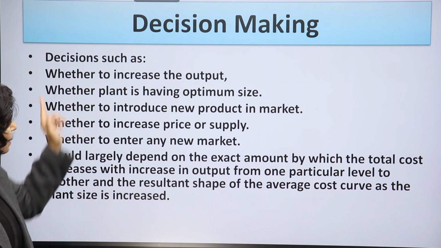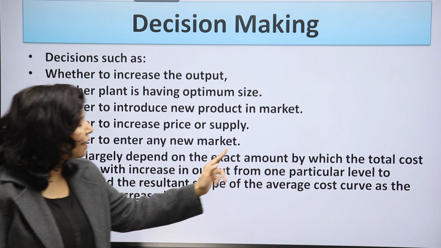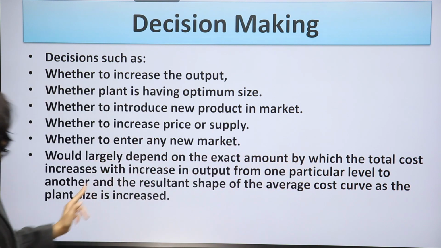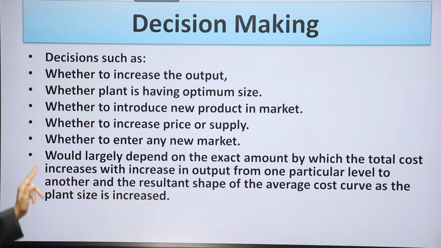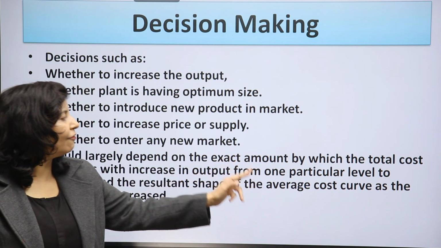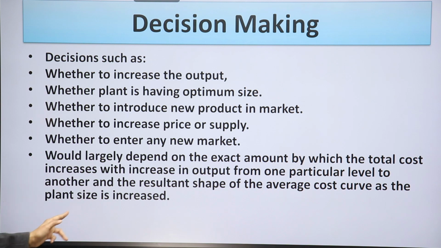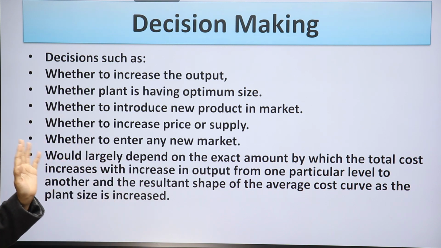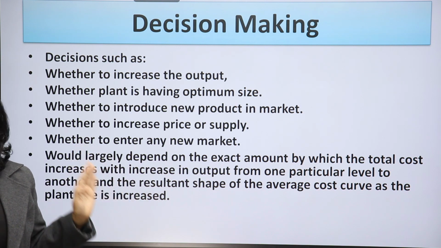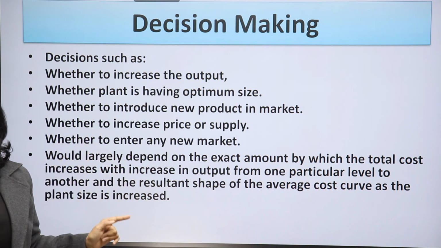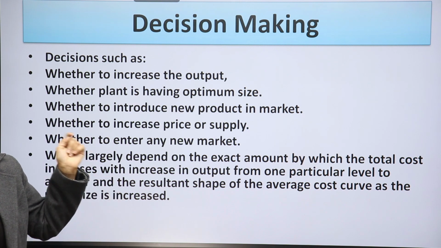These decisions would largely depend on the exact amount by which the total cost increases with increase in output from one particular level to another, and the resultant shape of the average cost curve as the plant size is increased. The average cost curve will tell you the per unit cost of your commodity production, and with the help of that shape you can determine whether you have to produce or not.